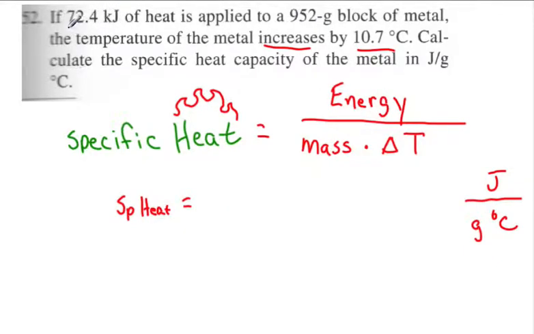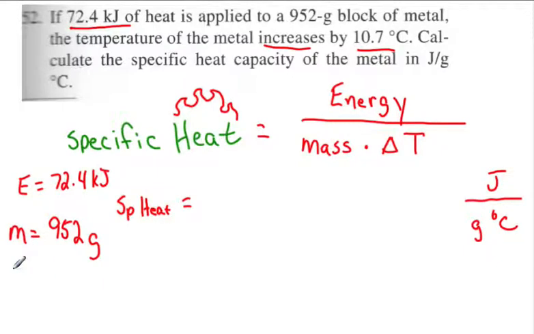I look up here in the problem. My energy is 72.4 kilojoules. The mass, that's another thing I need to know, is 952 grams. And the change in temperature, delta T, increases by 10.7 degrees Celsius. So that is my change in temperature. It increases, so it changed from one thing to another by 10.7 degrees Celsius.